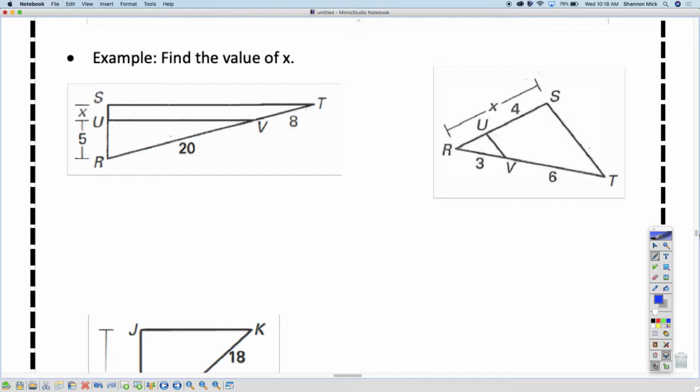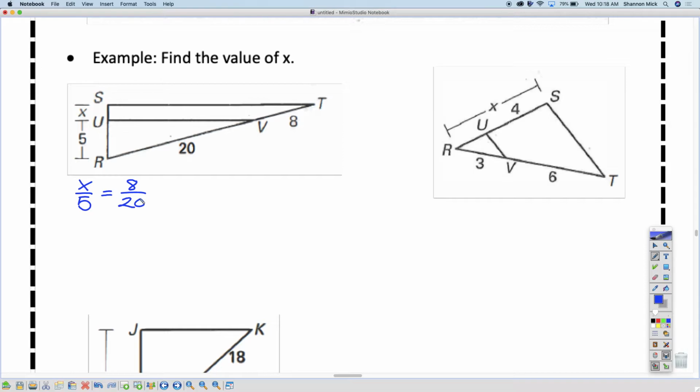There's several ways we could do it. Would anybody like to set up one? Could you do 5x, or would it be x over 5? X over 5 equals what? 8 over 20. Why does it have to be 8 over 20? Because 8 is in line with the x. They're corresponding parts. You guys see what I mean by corresponding parts now? The X corresponds to the 8, and the 5 corresponds to the 20.